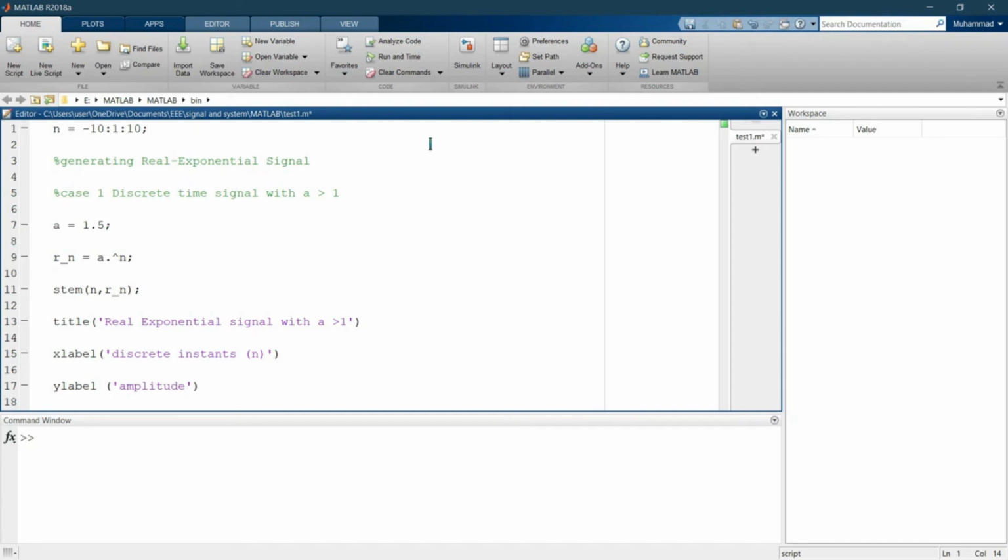Now we are going to generate a real exponential signal, a discrete time signal with a greater than 1. So I have chosen a as 1.5, which is greater than 1, and the equation will be r of n is equal to a raised to n. This multiplication will be a dot operation, so it will be a dot-raised to n. I have given a title for my graph as exponential with a greater than 1. I have given the x-axis as discrete instance of n and the y-axis as amplitude. We plot a discrete time graph using the function stem, which you are already familiar with. So let's see how the graph looks.